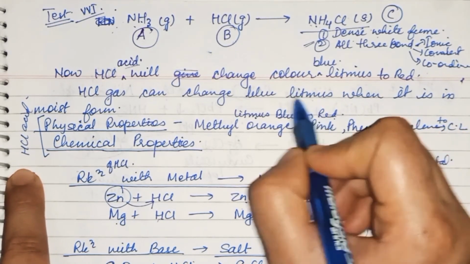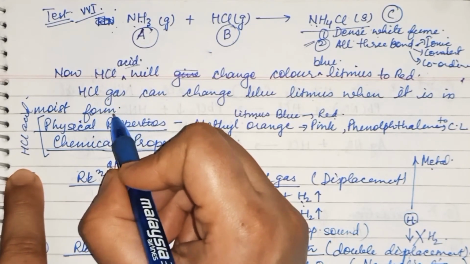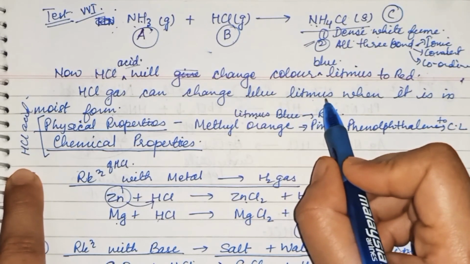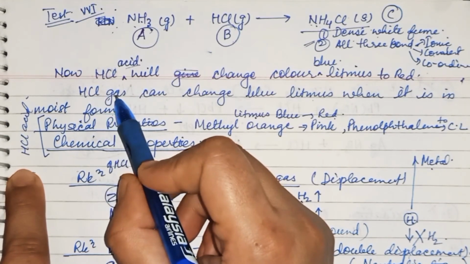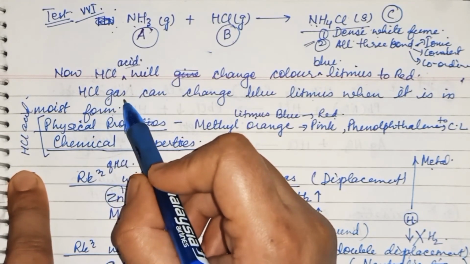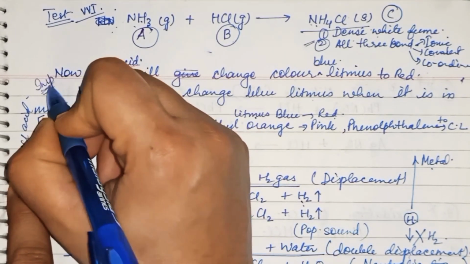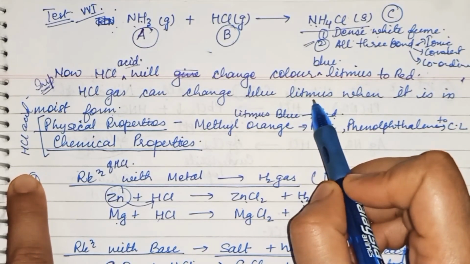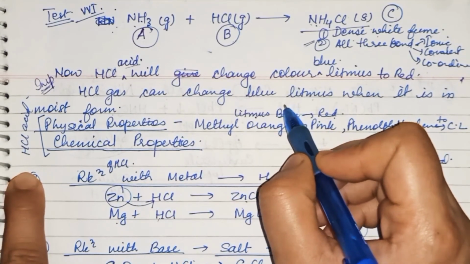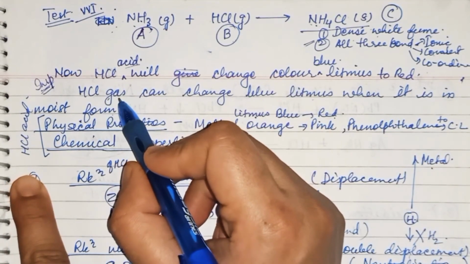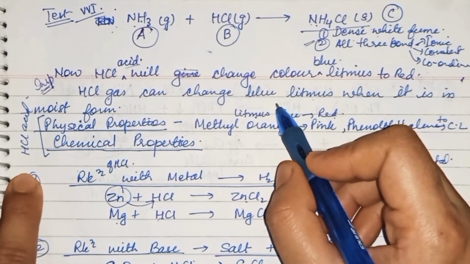When litmus paper is moist, children, at that time this HCl gas can produce H plus ion and it will change the color of blue litmus to red. But when the litmus paper is dry and HCl is also in the dry state, there will be no change in color of litmus. So this question is also important: why does the color of litmus paper not change when HCl gas is passed through it? You will write that litmus paper is dry and HCl gas is also dry, so H plus ion is not produced, that's why it is not showing the property of acid.